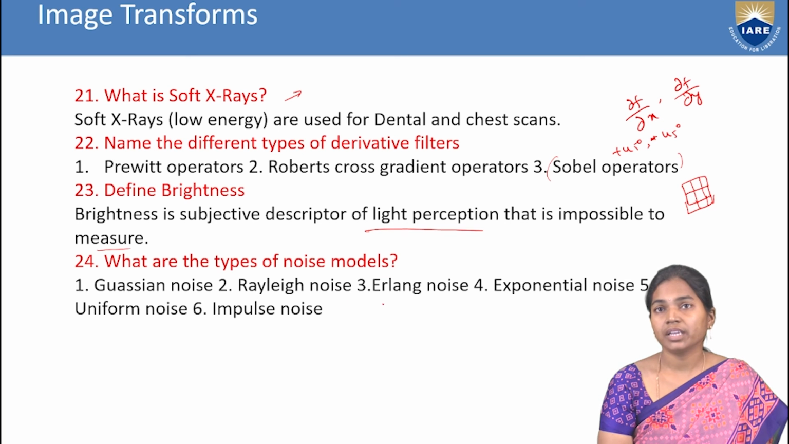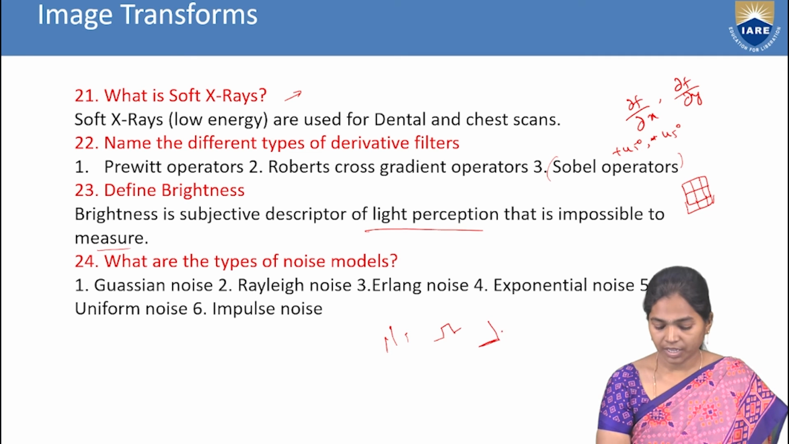When we go into image processing, we have different types of noise. Impulse noise means sudden changes in our images, for example a step change. Step change means up to some level the gray level is the same, and suddenly it changes the gray level value.